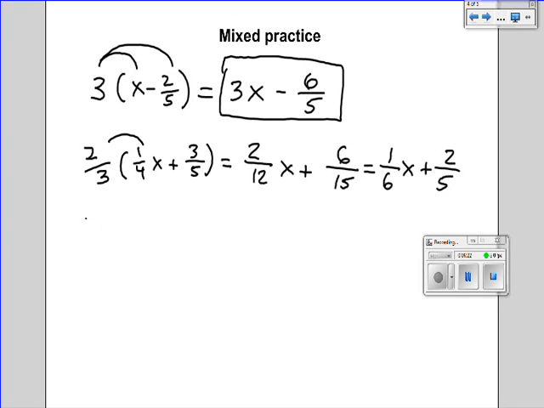Okay, one more for you to look at. 4 times 3 over 5x minus 2/3. Pause the video and try it out.